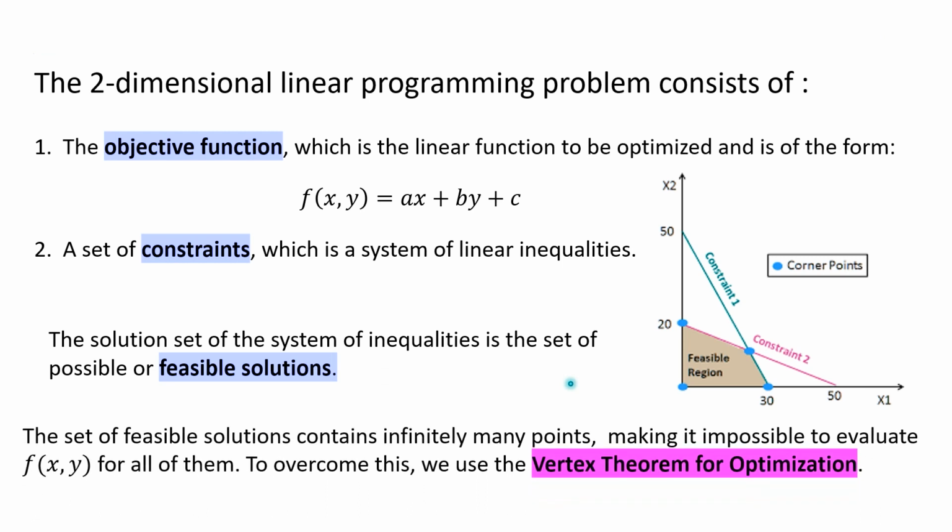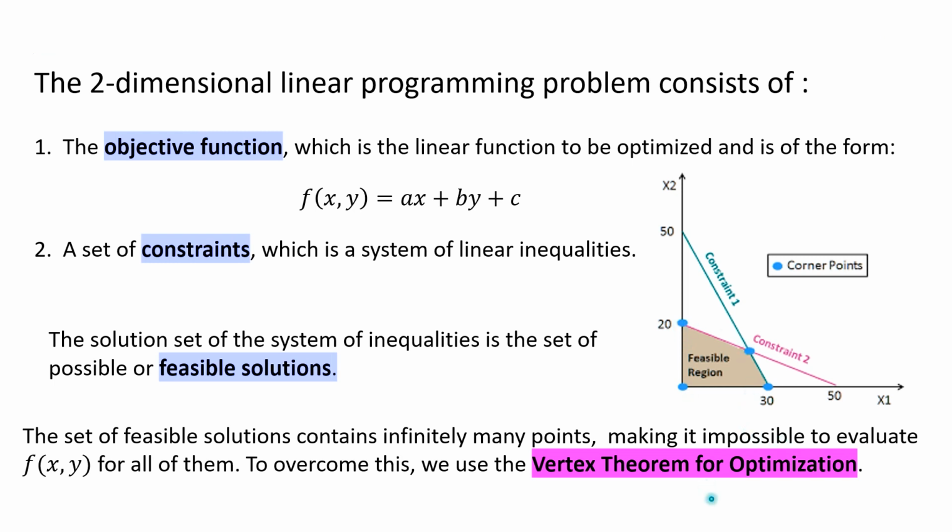Now, if you look carefully, this set of feasible solutions contains infinitely many points, making it impossible to evaluate f(x,y) for all of them. To overcome this, we use the vertex theorem for optimization, which basically uses the corner points of our feasible region.